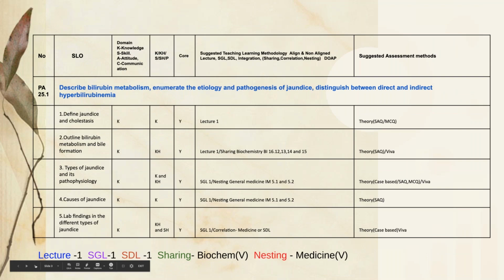So coming to the first competency, which is to describe bilirubin metabolism, enumerate the etiology and pathogenesis of jaundice, and distinguish between direct and indirect hyperbilirubinemia. The SLOs under this would be: 1, define jaundice and cholestasis. For that, the domain is knowledge, and it's knows. Core competency is yes. I thought that would probably be a lecture, with the assessment mode being theory, which could be either a short answer question or framed as an MCQ.